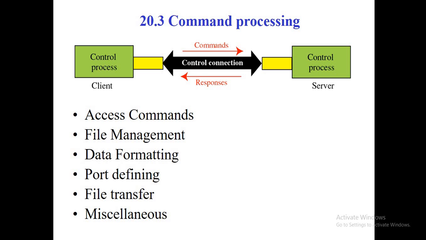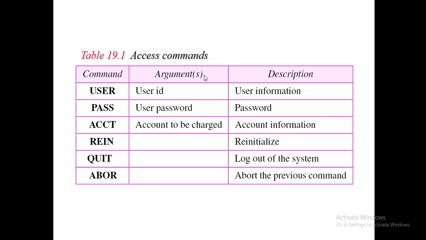Now, the various processing commands supported in the control connection of FTP are access commands, file management commands, data formatting commands, port defining, file transfer, and miscellaneous commands. We will see them one after the other. First, access commands. When you FTP to a remote machine, it requires a user ID, so the control command exchanged uses the command USER. Then a password has to be given, that is PASS. Then if the account has to be changed, it is ACCT. QUIT is used when it wants to quit the FTP. Then there is abort for the previous commands. All these are access commands.